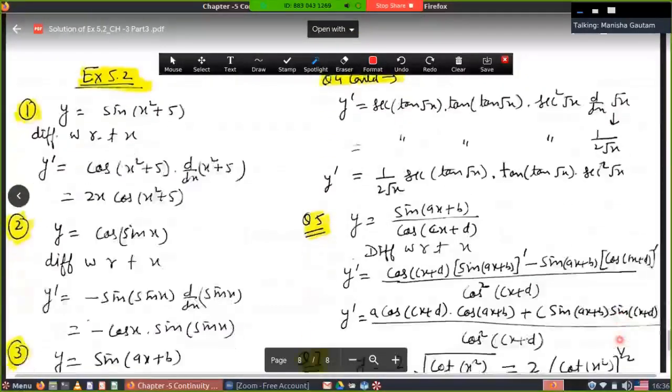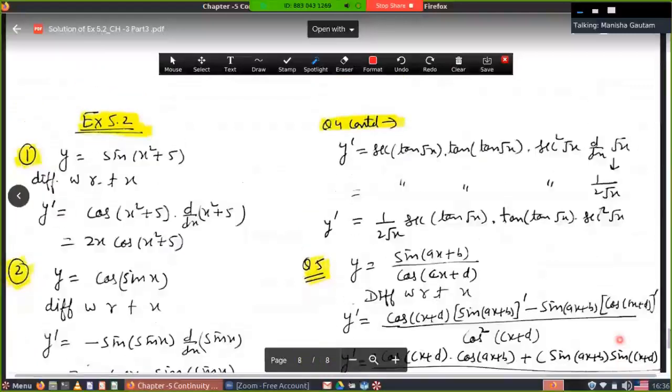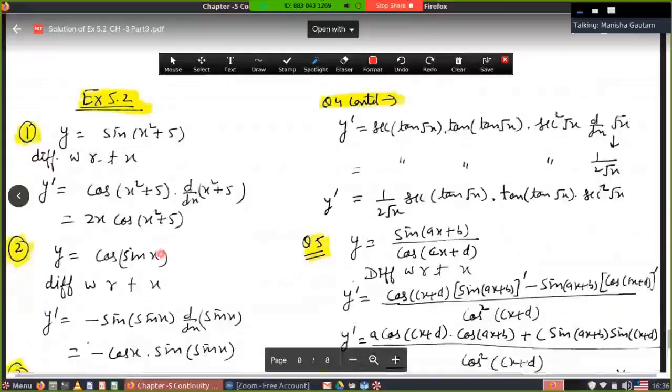Now we'll discuss exercise 5.2. In this exercise, the first question is y is equal to sin of x square plus 5. Differentiate the function with respect to x. Now this x square plus 5 is t. Now apply the chain rule formula. That becomes cos of x square plus 5, and the derivative of x square plus 5 is 2x. We are getting 2x into cos of x square plus 5.